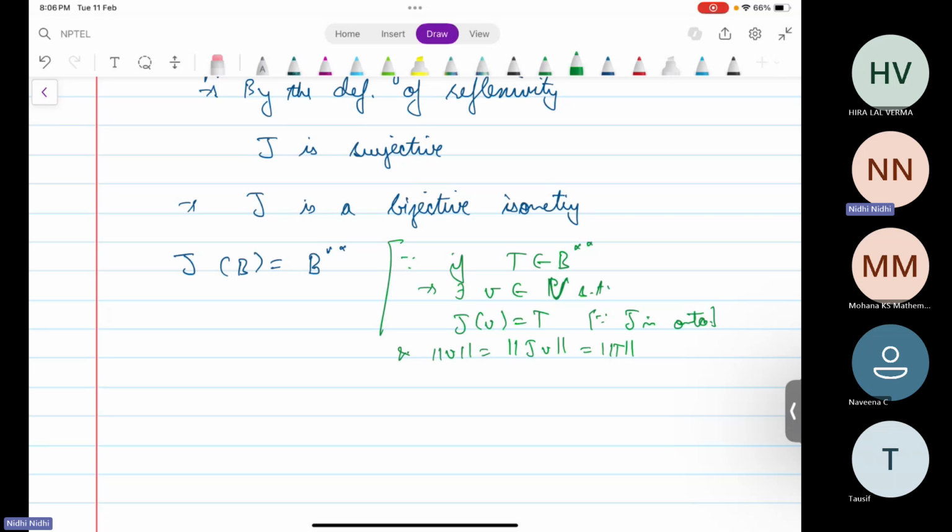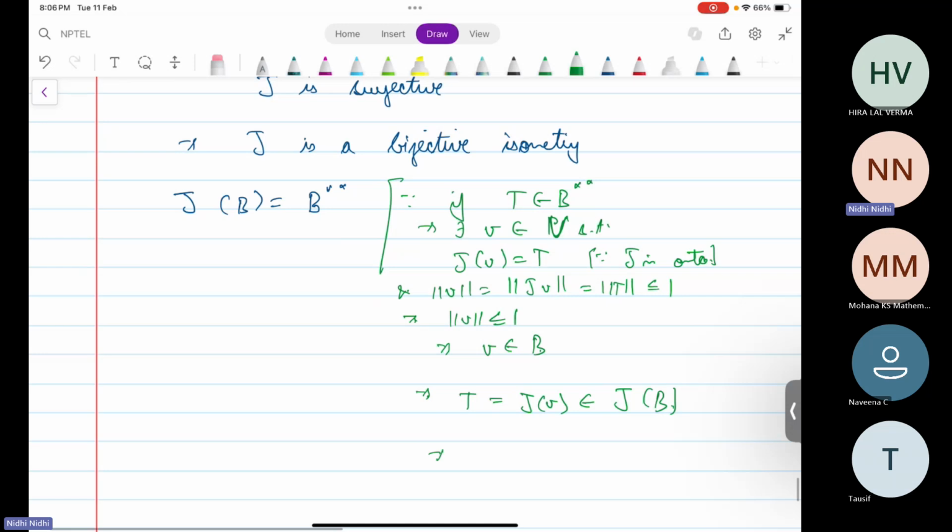Now since T is in B star star, which is the unit ball in V star star, this is less than or equal to 1. This implies norm v is less than or equal to 1. So v belongs to B. This implies T is equal to Jv belongs to JB. This gives us B star star is a subset of JB.